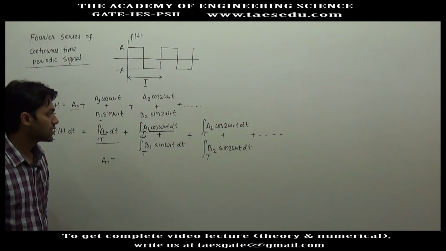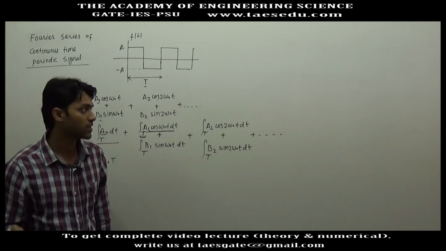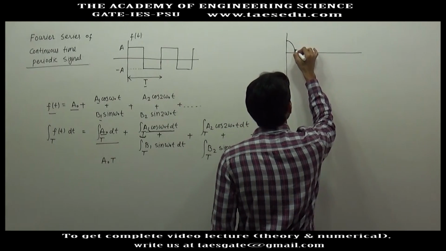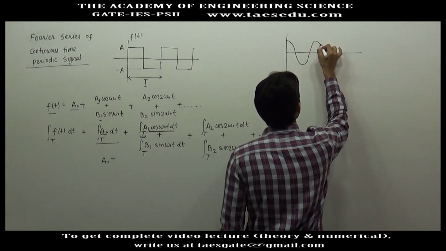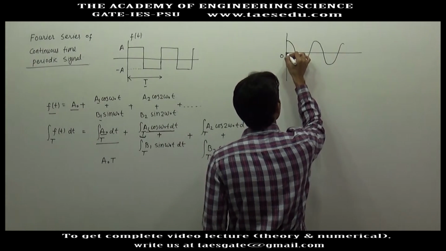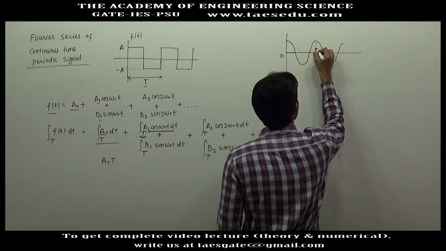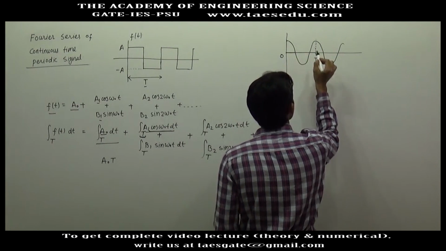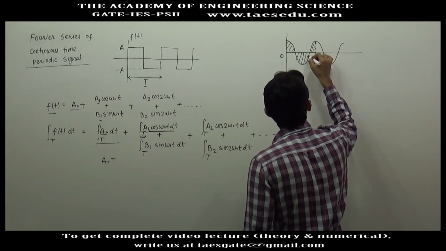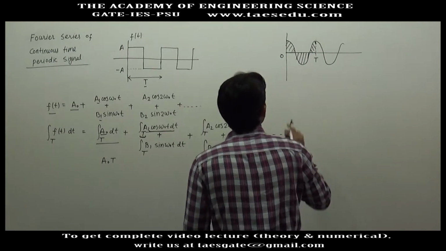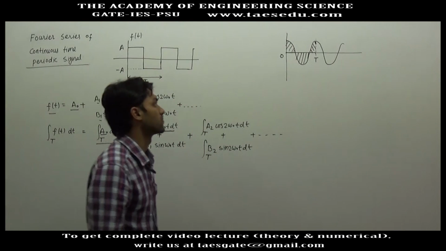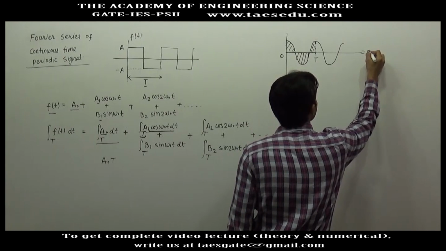Now if you integrate a sinusoidal signal for a time period, what will you get? Let's say you have a cos signal and you are integrating it for one time period starting from 0. Here you have one complete time period. So integrating from 0 to T means you have to add all this area. You can observe that the total positive area is equal to the total negative area, so the integration will be 0.